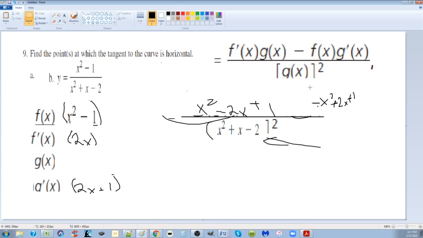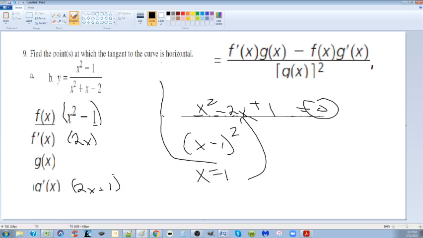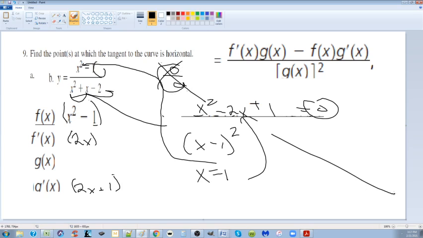Now, the only thing I'm concerned about is not the bottom, but whether the top equals 0. Are there any factors here? Yep, x minus 1 squared. Which means when x is equal to 1, this whole thing is equal to 0. The only question left is, will that work in the equation up here? When I put x up here and subtract 1, I get 0. And when I put x down here, x squared, 1 plus 1 minus 2, I get 0. So that means no tangents possible. And that's how you would answer it.